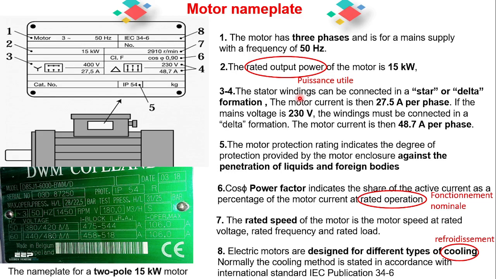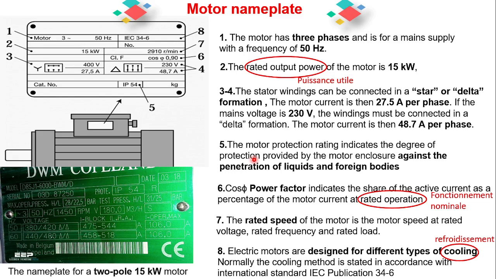Motor protection rating. This rating indicates the degree of protection provided by the motor's enclosure against the penetration of liquids and foreign bodies. The specific protection rating should be mentioned on the nameplate, such as IP54 or IP65. Power factor, cos φ. The power factor represents the share of the active current, real power, as a percentage of the total motor current at rated operation. A higher power factor indicates more efficient power utilization.